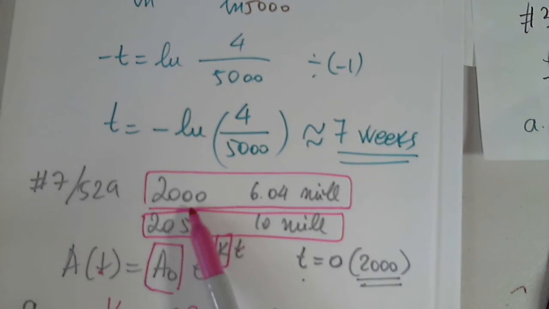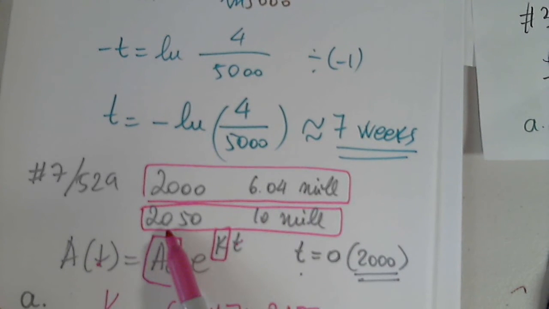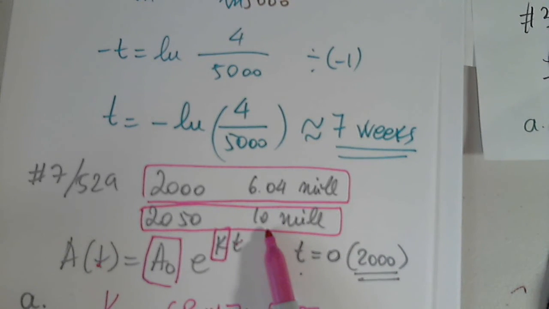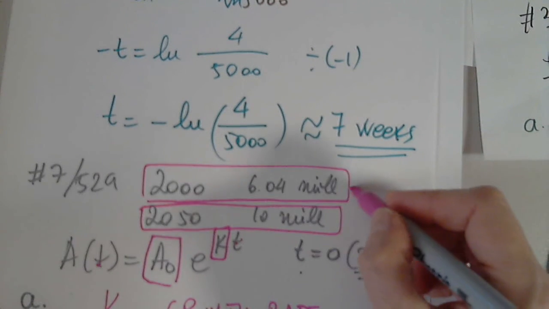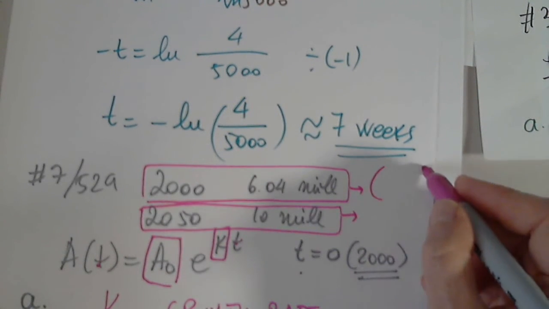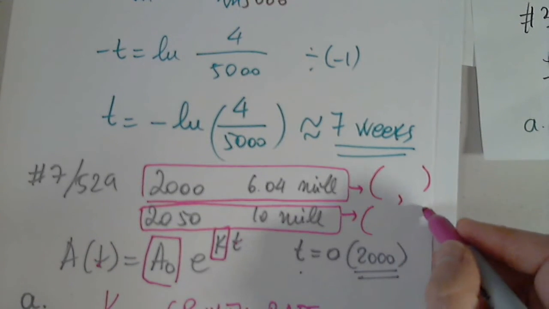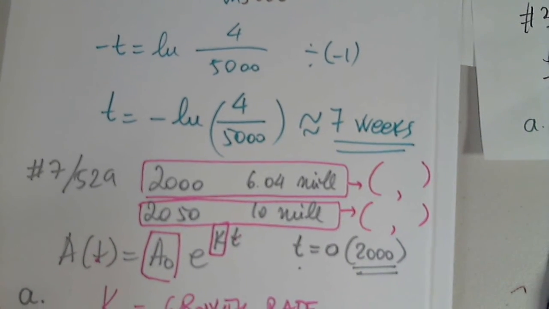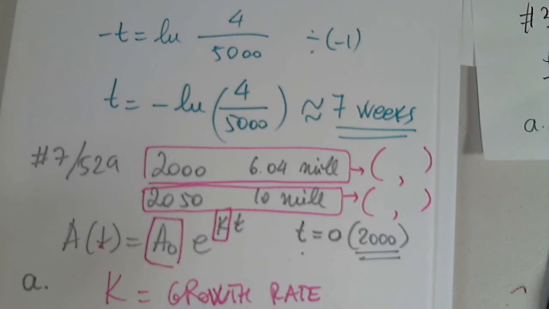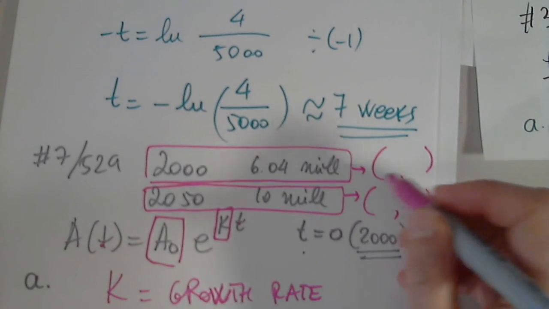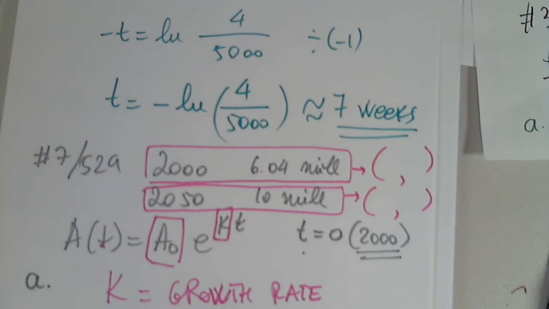I'm told that in year 2000, 6.04, in year 2050, 10 million. So what does that mean? I'm basically given what? Here's my hint to you. But it's very important how I write it. So I am given two ordered pairs, but how do I write them? Can anyone give us an idea? How do we write these two ordered pairs?